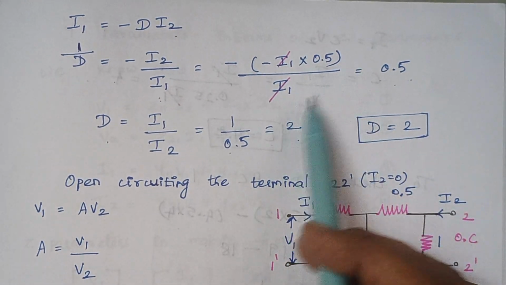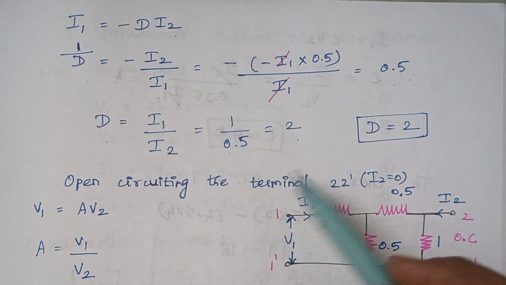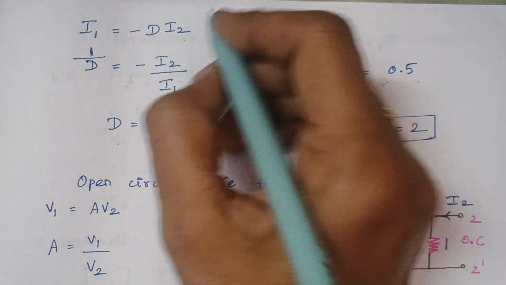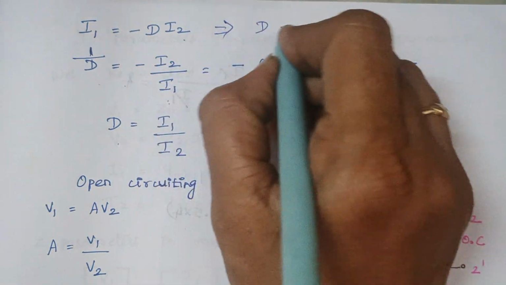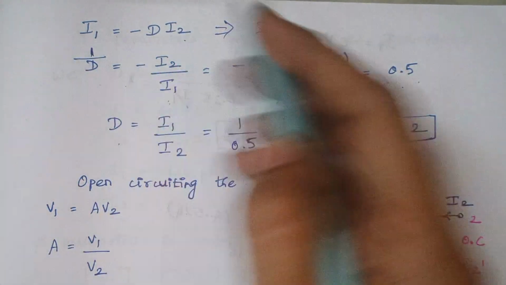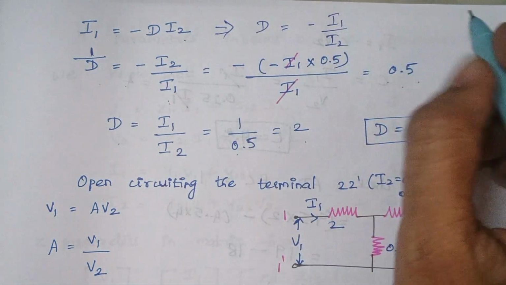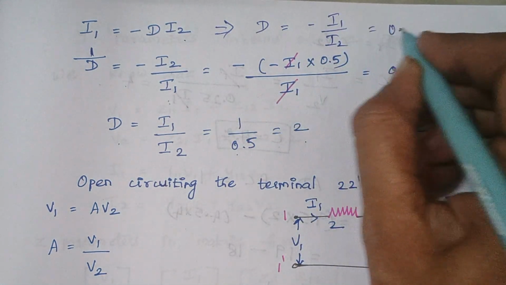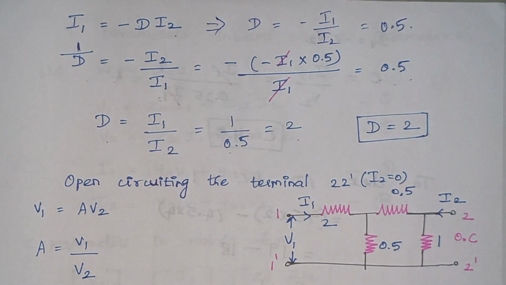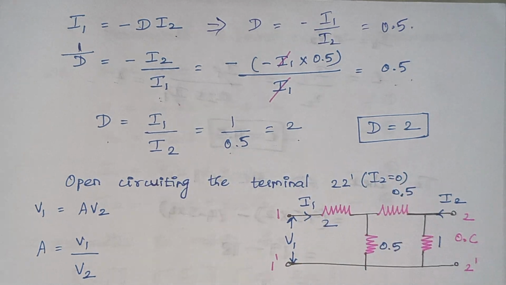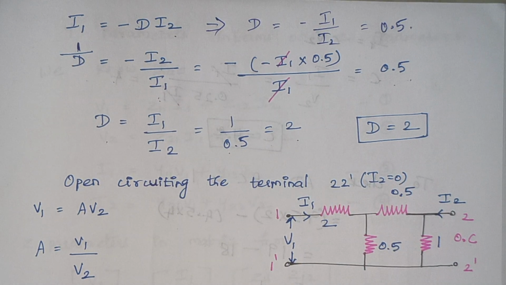You can do it directly, right? No need to take the reciprocal and then proceed. As I have written, I have completed it like this. From this step, you can directly go by D is given by, just move this I2 here. So you will have minus I1 by I2. So just substitute the values and again you will end up with the same answer, 0.5. Since it is the ratio of currents, there is no unit. Right. So next we are going to find the remaining two parameters.